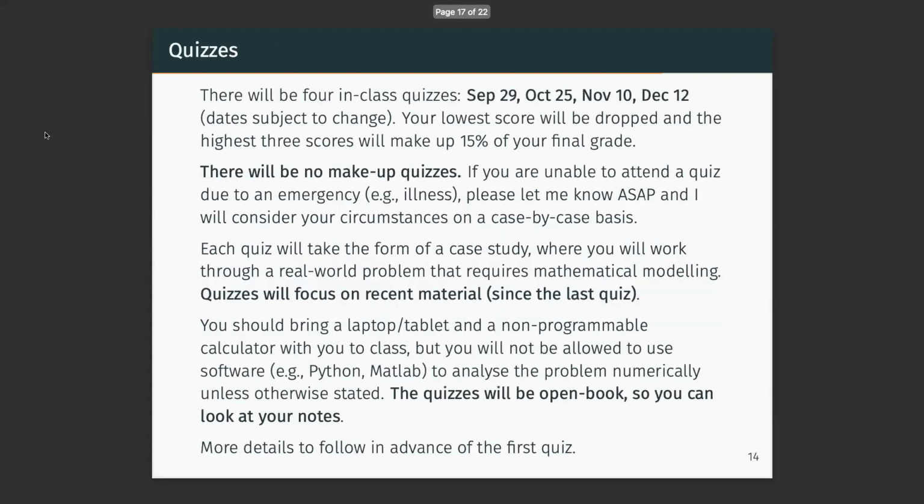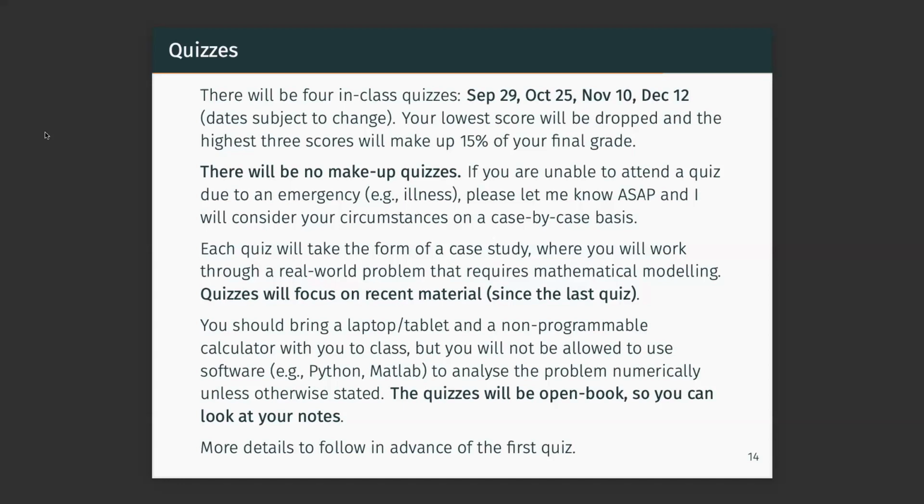Okay. So the first one of these is going to take place at the end of the month, on September 29th. And what will happen is during the quizzes, they're going to be set up kind of like case studies, and you'll need a laptop or a tablet to access Canvas because they'll be hosted on there. And there'll be multiple choice questions, but you'll need some pen and paper to work out the answers and then select the one that makes the most sense, okay?